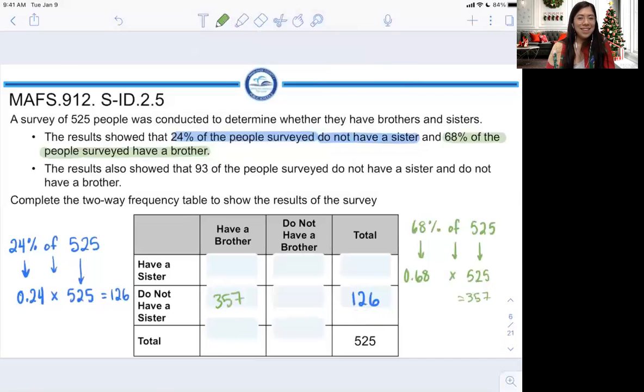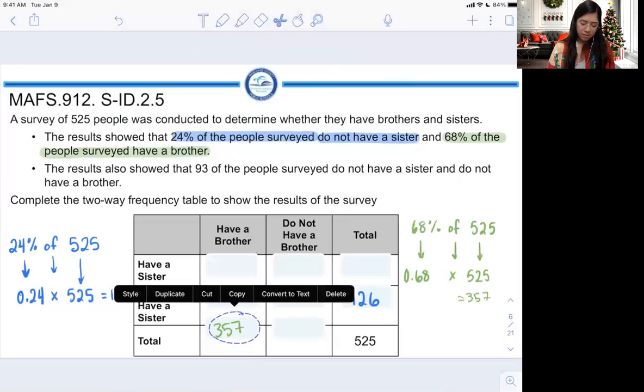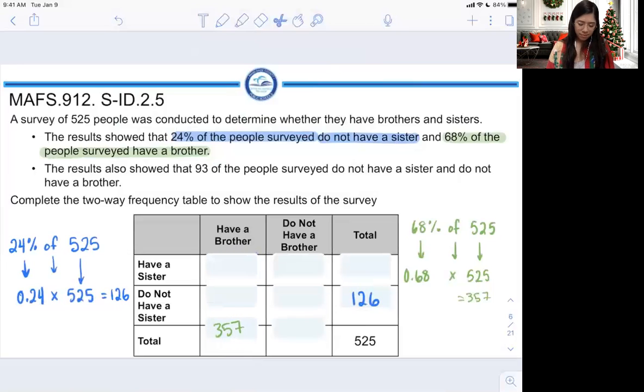This is why you should have just annotated. The first one. Read it carefully. 68, again, what did I highlight in green? 68 of the people surveyed have a brother. It's the total. Read it carefully, okay? I'm going to line that up a little better. There we go. All right, continuing on now.